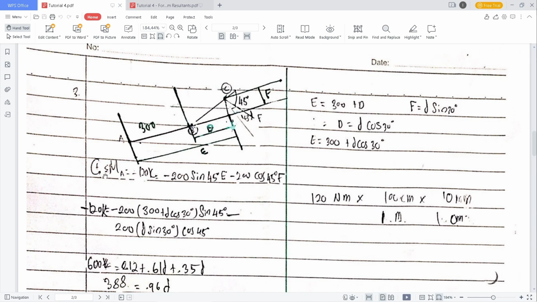And for the moment equation, we have negative 120 kilonewton millimeter. I get it from converting 120 Newton meter into Newton millimeter. So here is the equation, and here is the solution for the unit conversion. So we'll get 120 kilonewton millimeter.